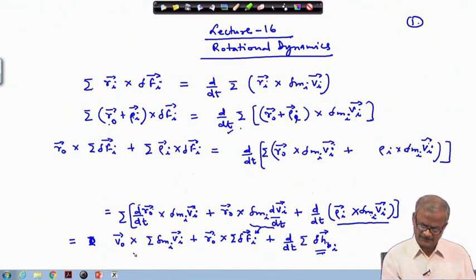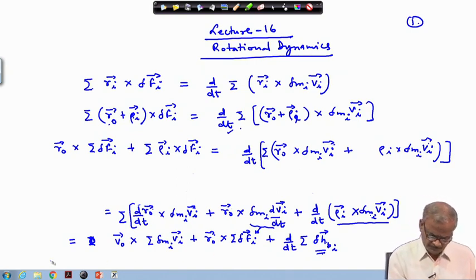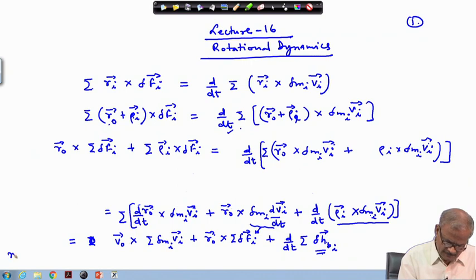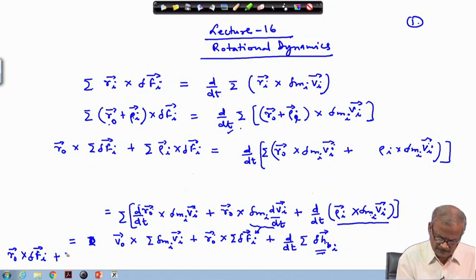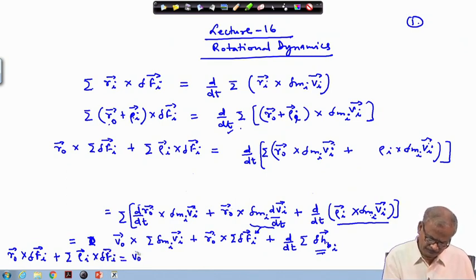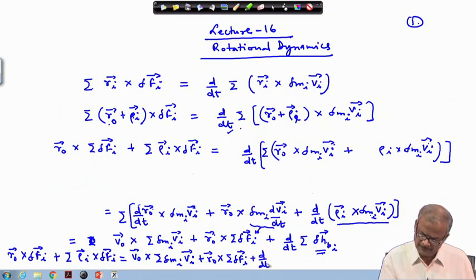So, what we get from this place is that this quantity can be written as R 0 cross delta f I, this is equal to, plus d by dt summation delta H B I. Okay.